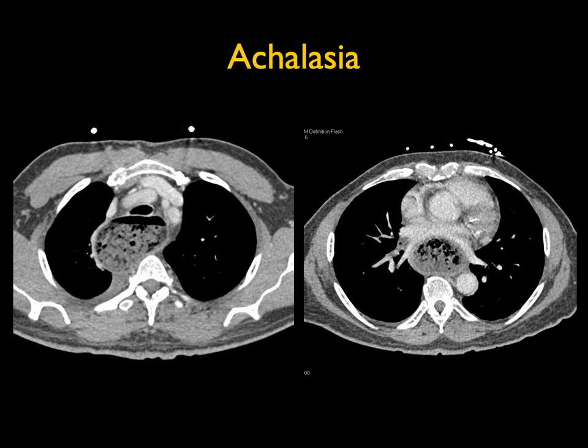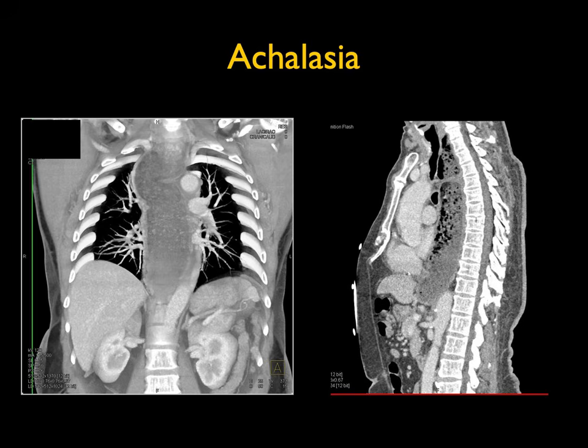Next case. Dilated esophagus. Yes, it could be esophageal cancer, but when you look at all the images, you can see it extends down to the GE junction, but there's no mass present. You can see lots of food in the esophagus. This is classic for achalasia.